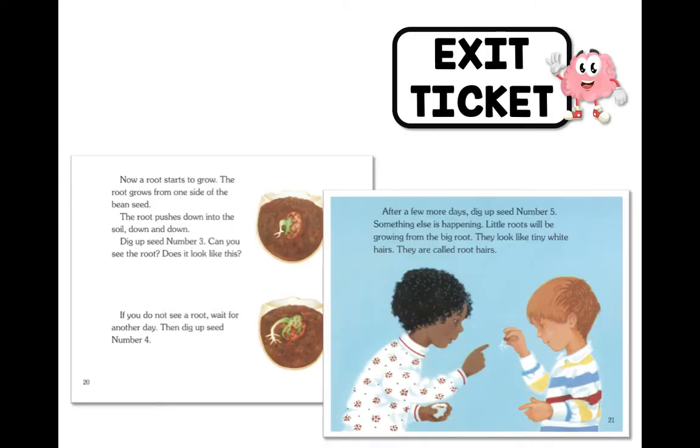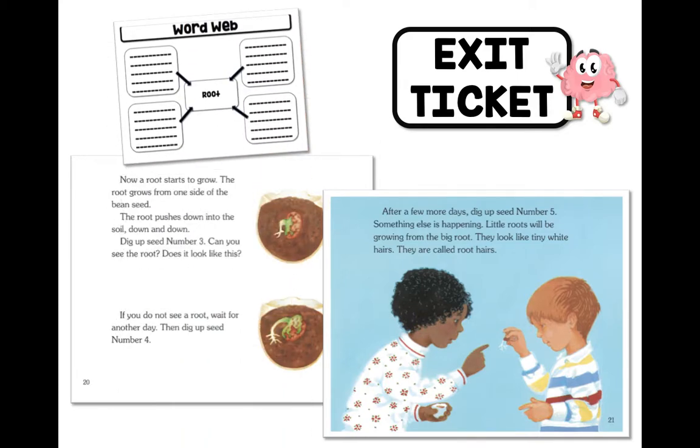What I would like you to do is I want you to read pages 20 and 21. And then I want you to fill out this word web. Page 20 and 21 talk all about the roots. I want you in the word web to fill in 4 things you learned about the roots on pages 20 or 21. All right? I can't wait to hear all of the science that you've learned about.